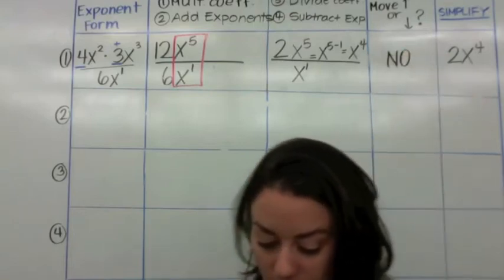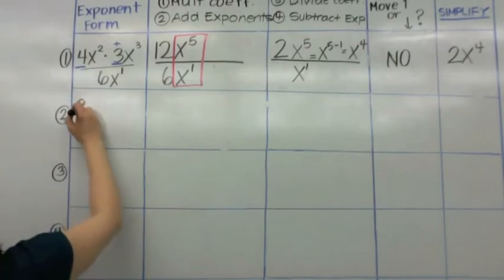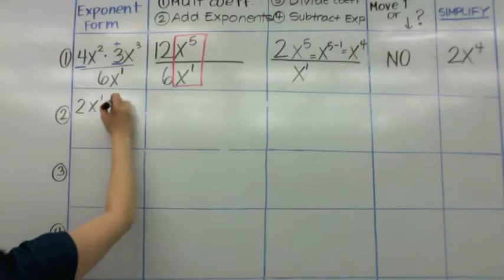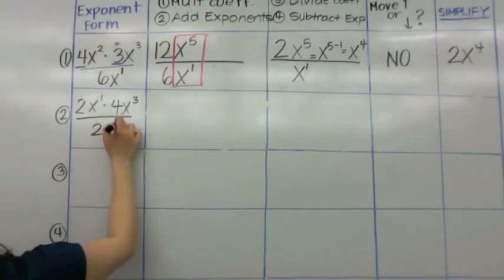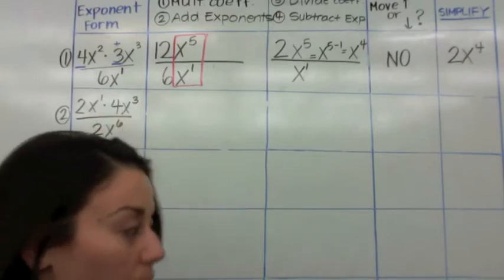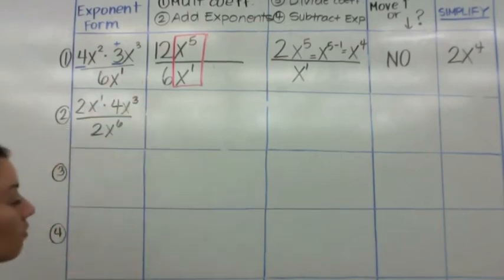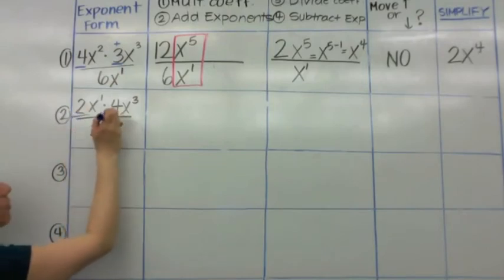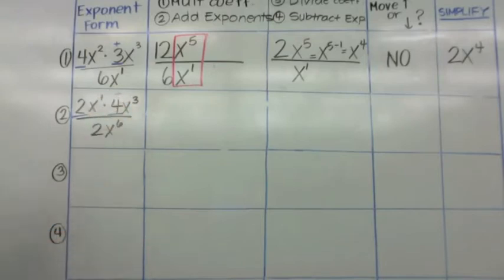Okay. So let's take a look at example 2. Example 2 says 2x to the power of 1 times 4x to the power of 3 divided by 2x to the power of 6. Okay, so if we follow the rules, step 1 says you have to multiply the coefficients. So let's underline the top coefficients, which is 2 and 4. Then we're going to add the exponents.